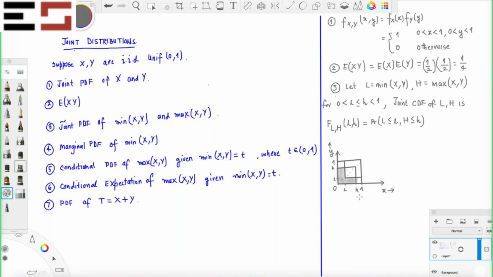Do you agree this is the intersection? So we just have to find the probability that XY lies in this region. Is that okay? Because that's where L is less than or equal to L as well as H is less than or equal to H. Yes or no? Is that okay?